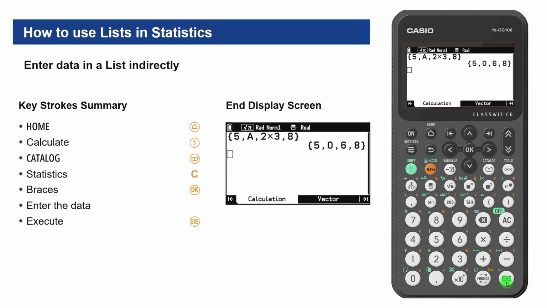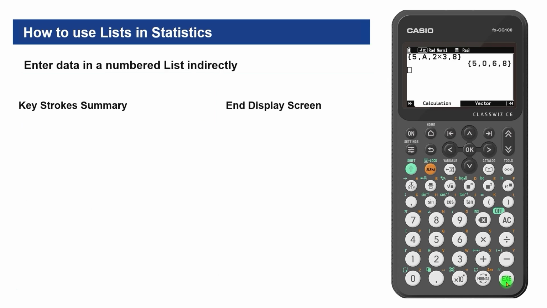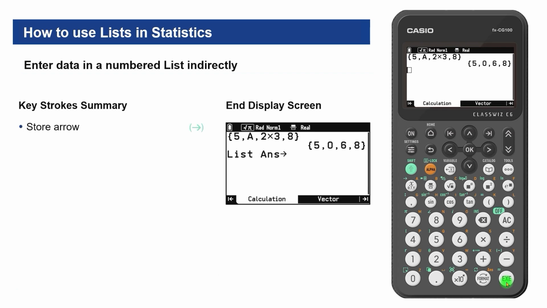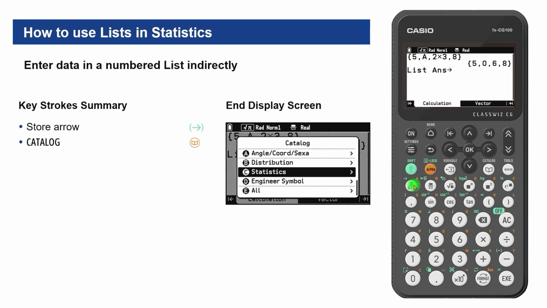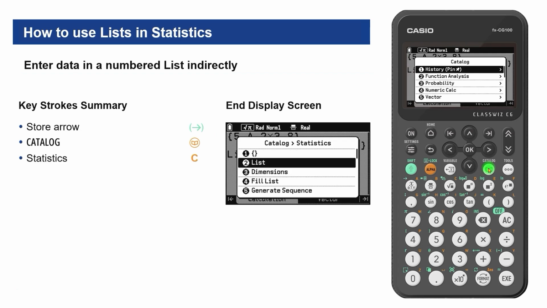Notice that the stored variable was equal to 0 and that the calculation has been evaluated. This list is only an answer and has not been stored in statistics as a numbered list. To do this, press Shift first to enter the store arrow as a secondary function of x theta t y. Then open Catalog and select Statistics as before.